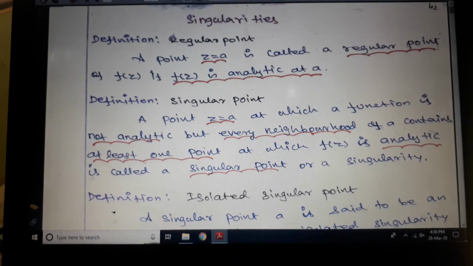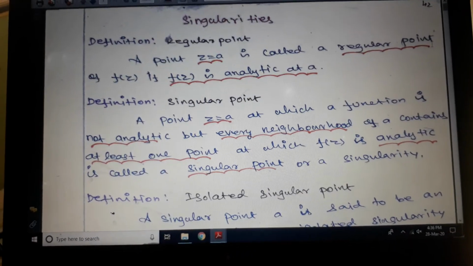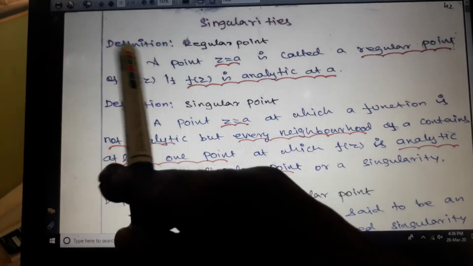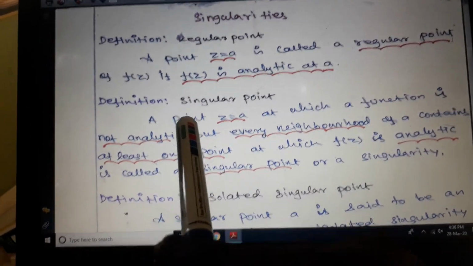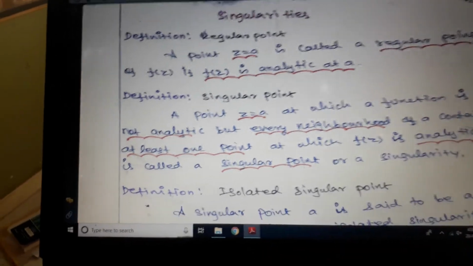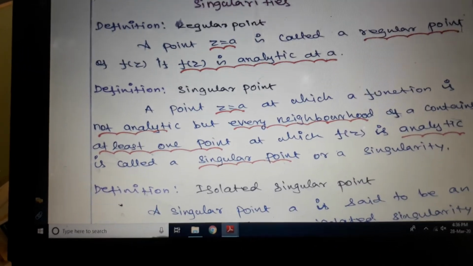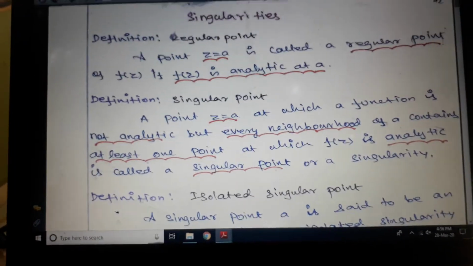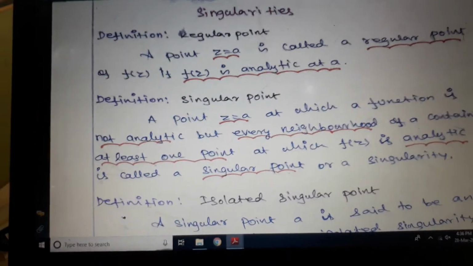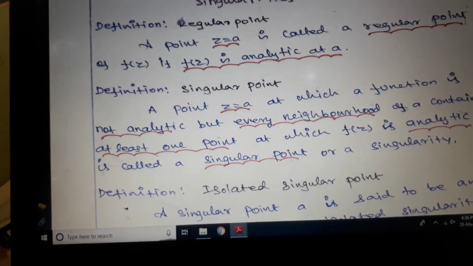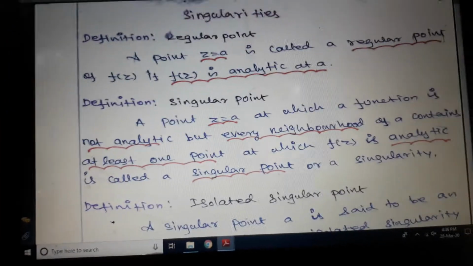Now we are going to see the topic of singularity. For that, first we have to see the definition of a regular point, then singular point, then isolated singular point, non-isolated singular points, and types of isolated singular points. Then we move on to the Cauchy residue theorem. Before that, I have to find the residue at a pole. Then we can do the problems. One by one we will see it.